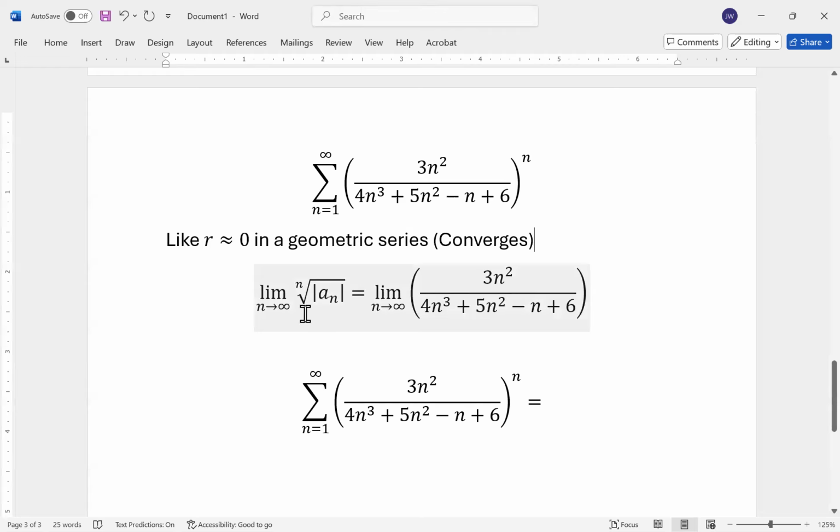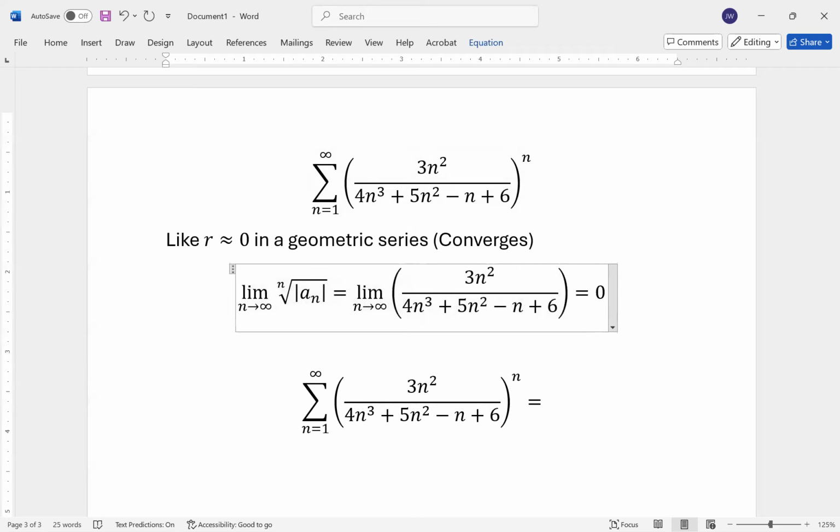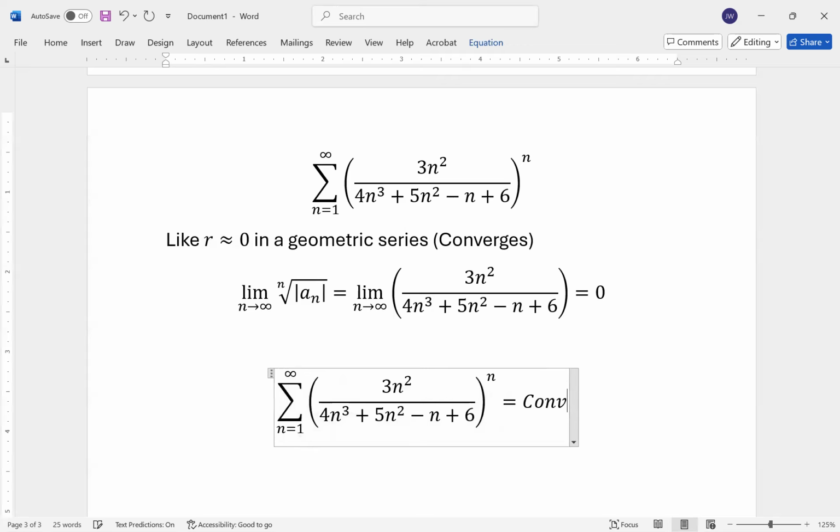If I wanted to do this formally, I take the nth root of the nth term and let the limit as n goes to infinity. The nth root cancels out the nth power, so we're just left with the ratio there, and the ratio has a limit of 0 because of the higher degree polynomial in the denominator. Since 0 is less than 1, again, like an R of 0 in a geometric series, this thing converges.